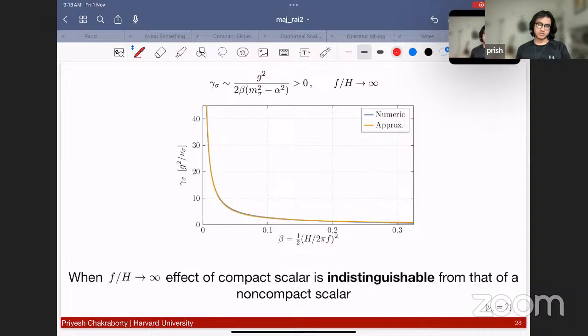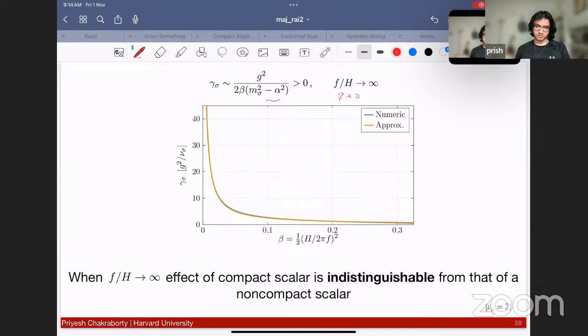So this is a plot of the anomalous dimension when f over h goes to infinity, in the so-called non-compact limit. As you can see, this number can be quite large. But qualitatively, don't worry about the numerics. Approximately it behaves something like this. It just scales as 1 over beta. Just a reminder, f over h going to infinity is like beta going to 0. So it's singular as you send beta to 0, and it's always going to be positive.